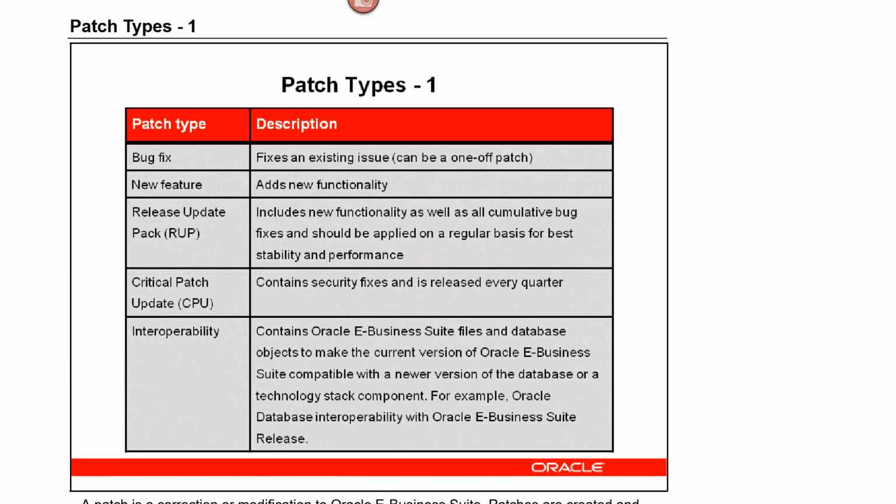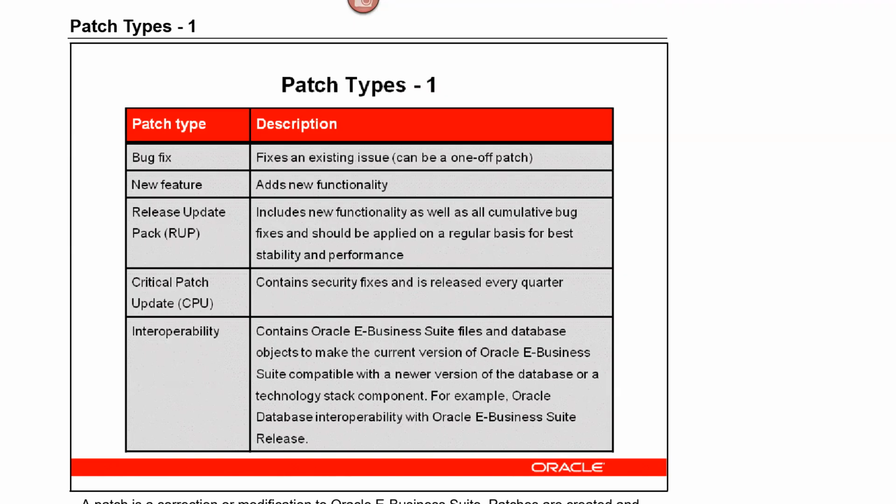One is the bug fix, and sometimes you may add new features. Sometimes you may have to upgrade. Release, that comes under release update pack, right? It includes new functionality as well as cumulative bug fixes, and should be applied on a regular basis for best stability and performance. Then you may have to apply the CPU patches, every 3 months, quarterly patches, right? Even at one of my customer places, we are planning to apply. Maybe I'll try to cover the topic.